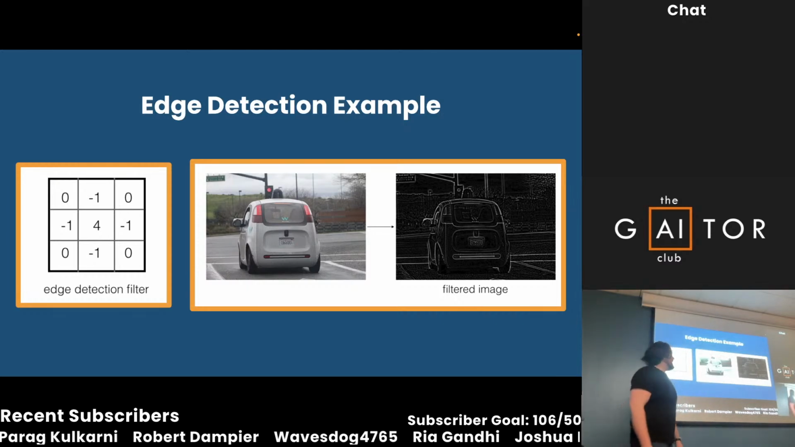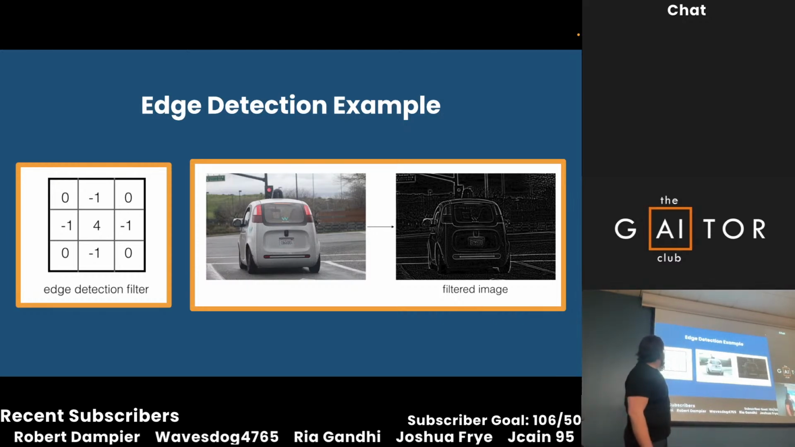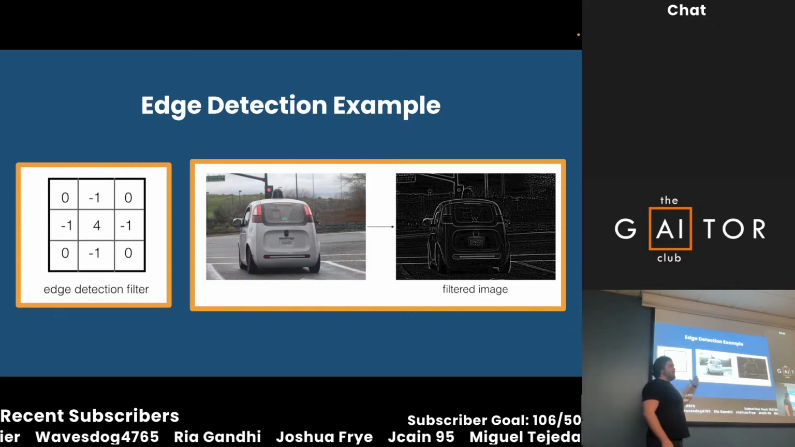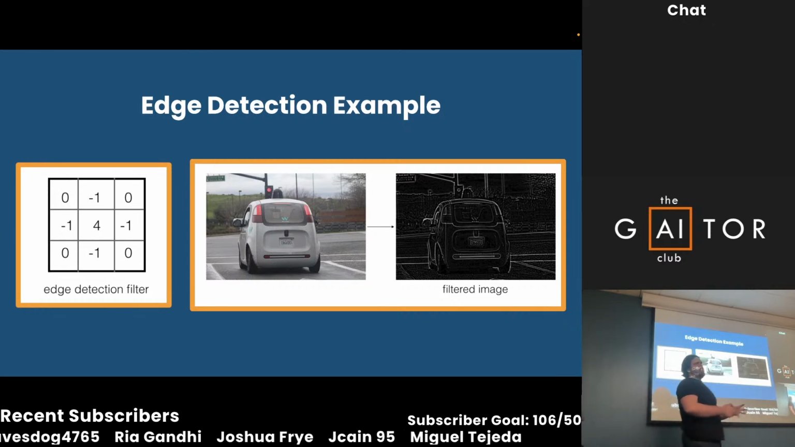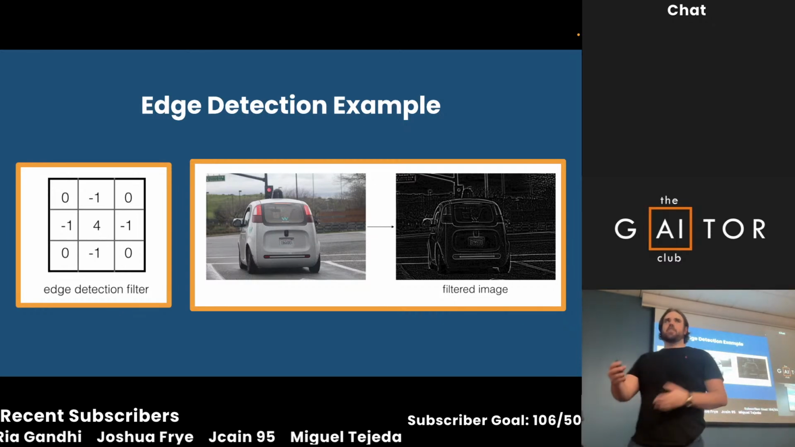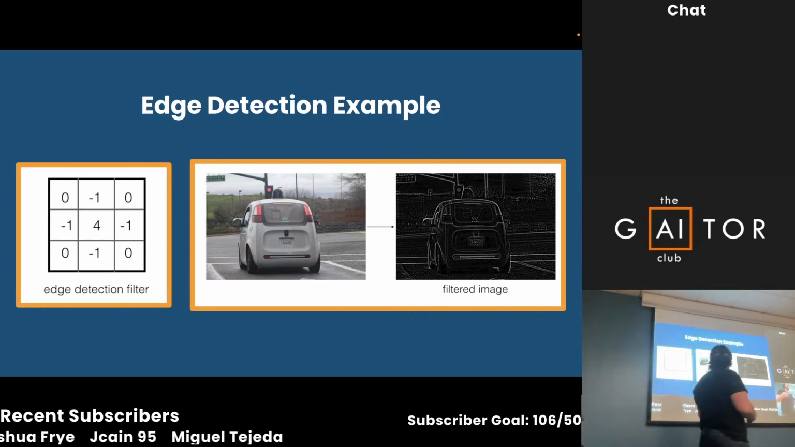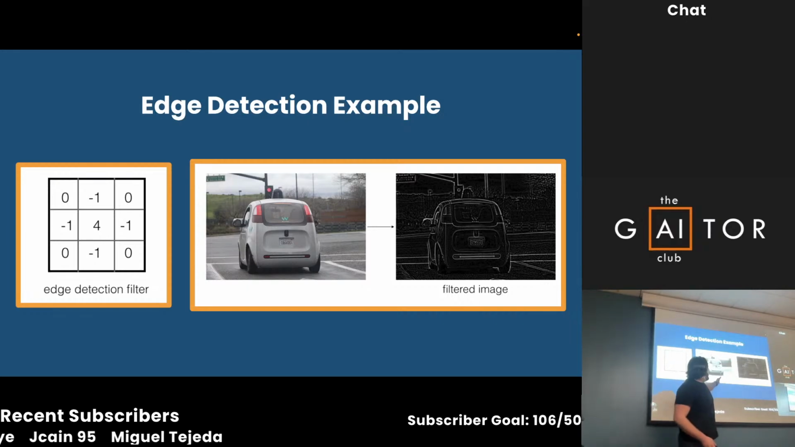So this is what an edge detection filter might look like. When you make your own filter, you want all the elements of the filter to add up to 0, because then you're not adding or subtracting anything to the image. You're keeping the same-ish data. You can probably tell that this is a lot easier for a computer to understand than this.